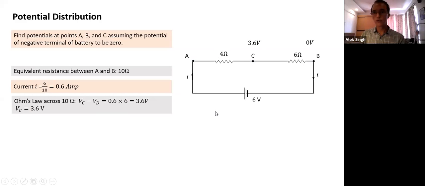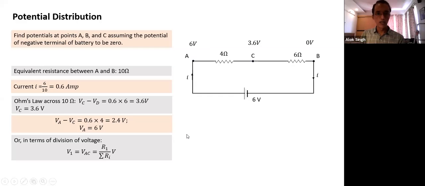So these are the voltages. What does this mean? The potential difference across A and C is 2.4, and the potential difference across C and B is equal to 3.6. I could have done it in terms of division of voltage also. Using the division of voltage formula, R1 divided by the summation of all resistances, times the voltage. This is pretty simple.